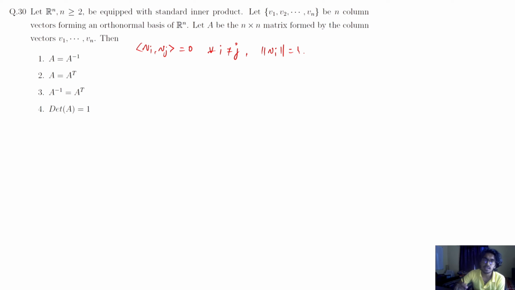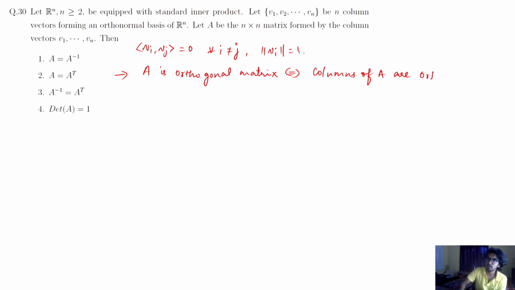Now A is a matrix which is formed by the column vectors v1 through vn. Then what should we check? For which we'll have to make use of a result that A is an orthogonal matrix if and only if columns of the matrix are orthonormal.